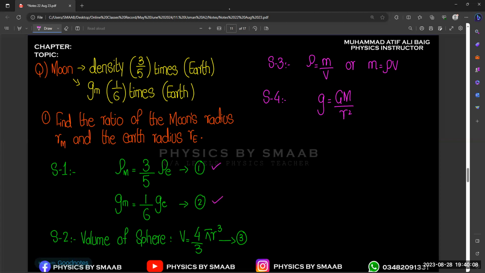We know this formula because initially we start with the concept of density, then the value of g. We solve the value of density. We know mass will be equal to density times volume, because we are only going to find out the ratio, right? We are not going to find out the actual value. We just need to find out how much the density will be less as compared to the earth, right?